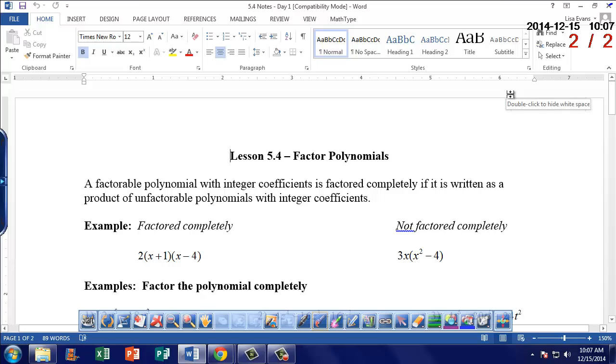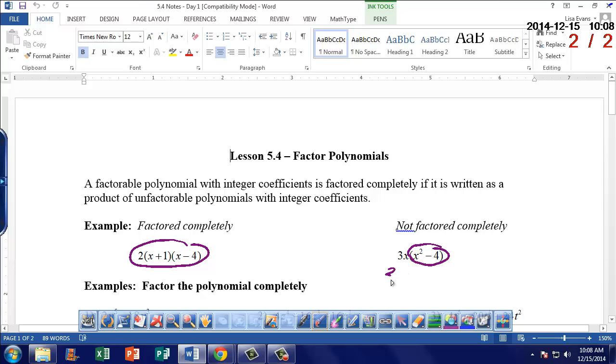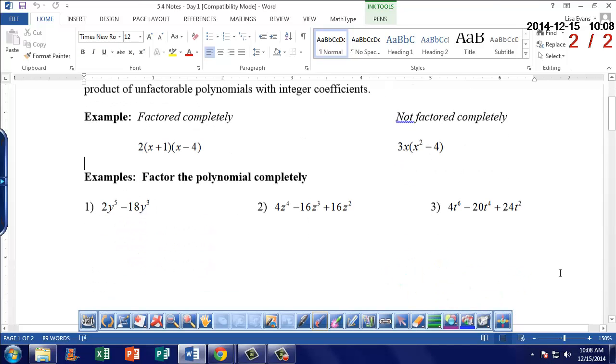A factorable polynomial with integer coefficients is factored completely if it is written as a product of unfactorable polynomials with integer coefficients. So if I look here, this is factored completely. There's nothing more I can do with 2, with x plus 1, or x minus 4. This one is not factored completely because this can go further. This is a difference of squares. I can factor x squared minus 4 to be x minus 2 and x plus 2. So that's why we said that what I originally had was not factored completely. Okay, let's just go ahead and get started practicing.